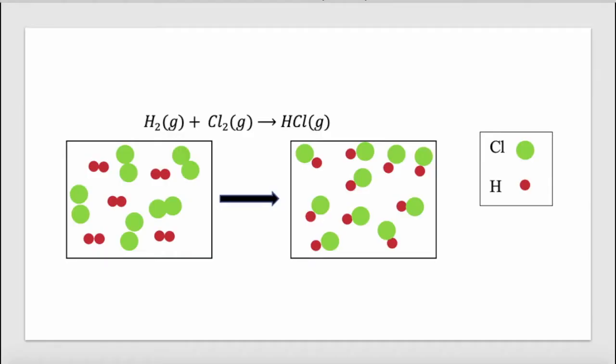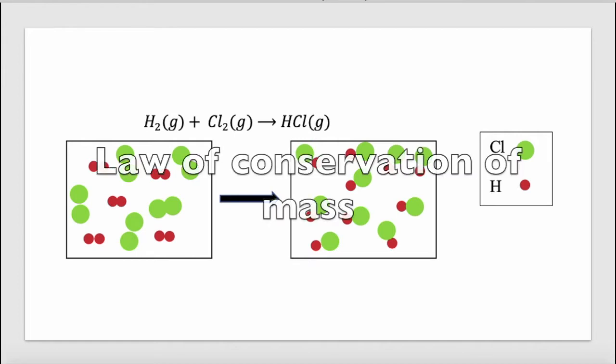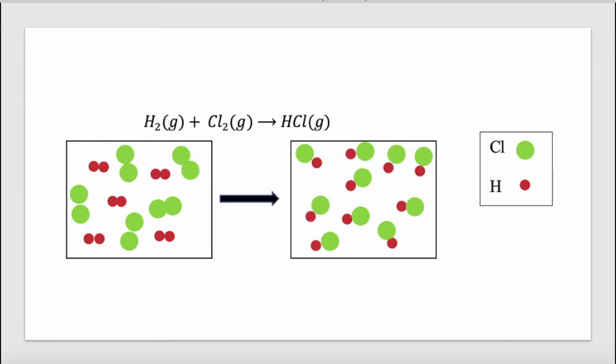Chemical changes can be represented by particle diagrams. This diagram shows how the atoms have rearranged themselves into new molecules. Bonds have been broken and then reformed. This diagram also obeys the law of conservation of mass, and if we counted them, we could see that we had the same number of atoms of each substance on each side.